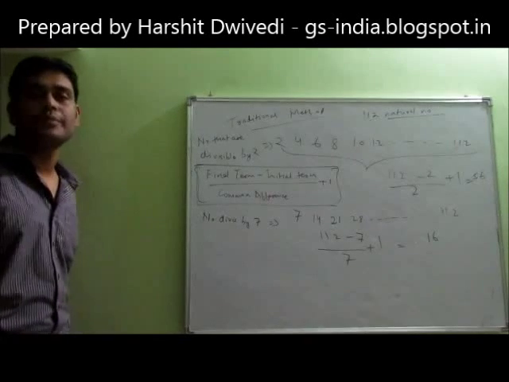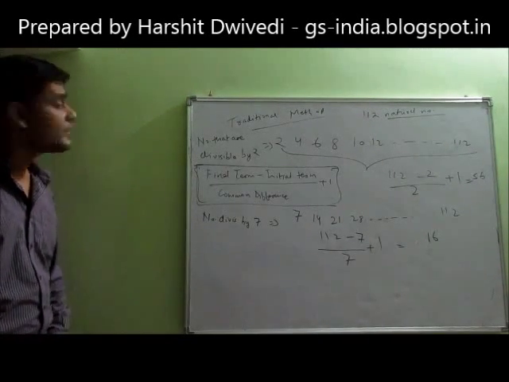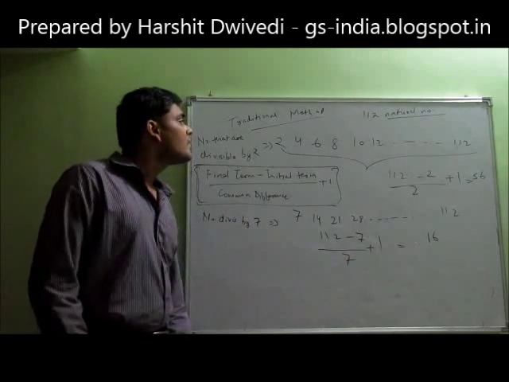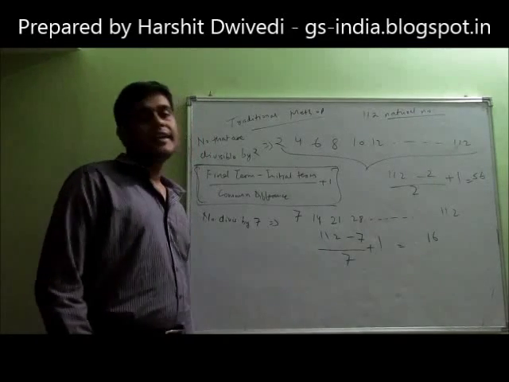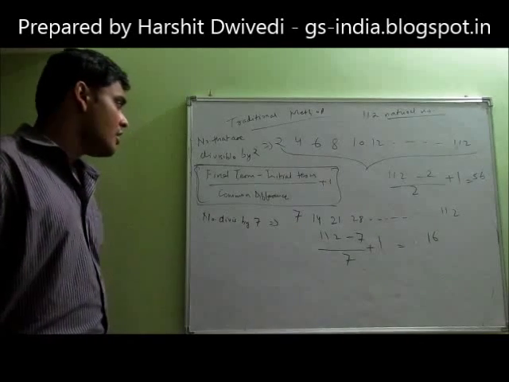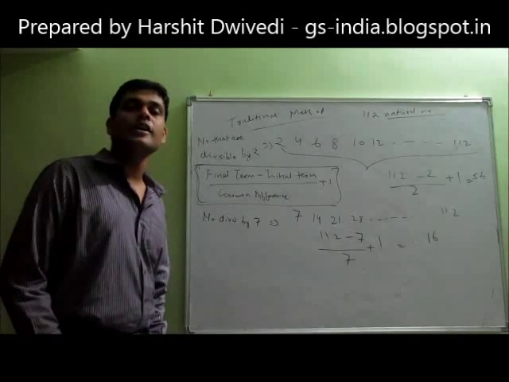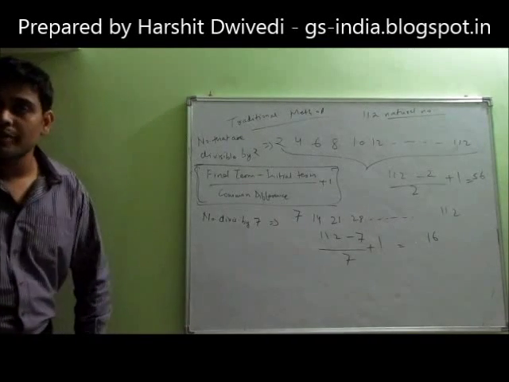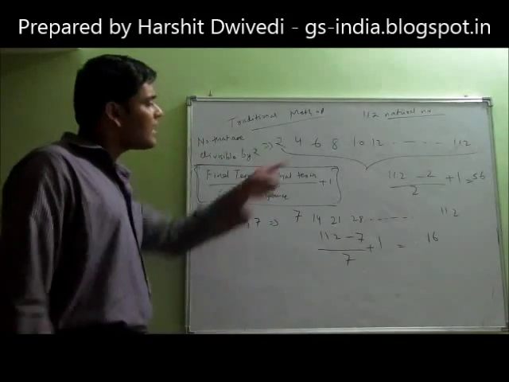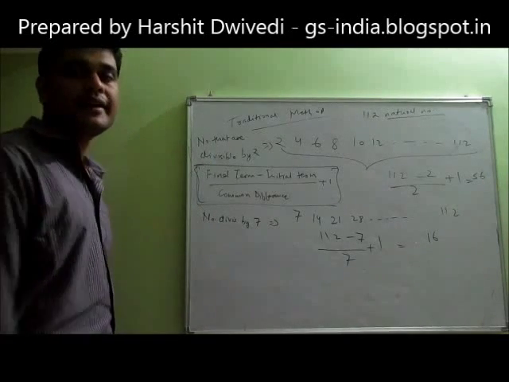So I got 16 terms which are divisible by 7. So numbers divisible by 7 are 16, and numbers divisible by 2 are 56. Now the point is that I have to find out all those numbers in the first 112 natural numbers which are not divisible by 2 and not divisible by 7. This is what I have to find out. What I have found out are those numbers that are divisible by 2 and those numbers that are divisible by 7.